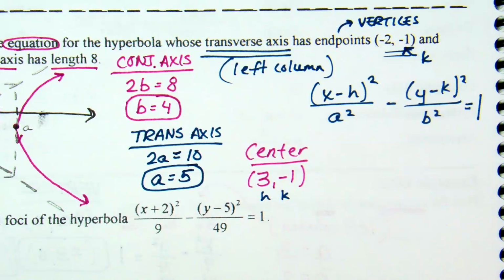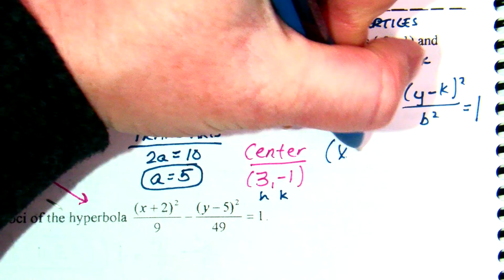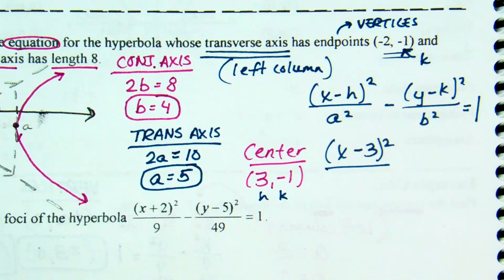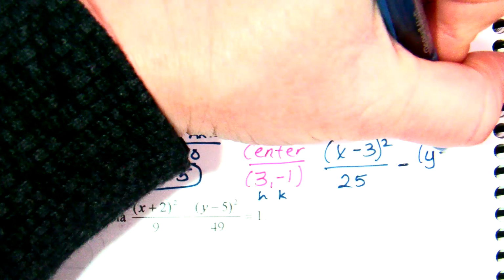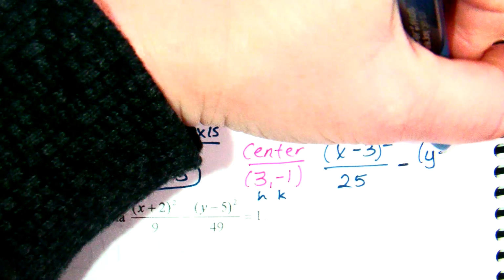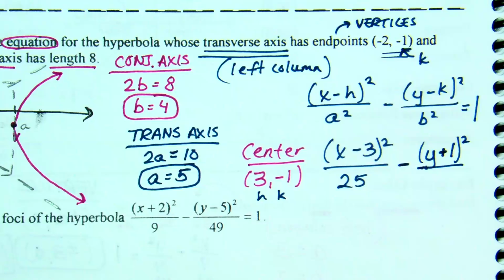Yes. X minus 3 quantity squared over a squared. We just write 25. Minus, since it's a hyperbola, it's minus y minus negative 1, so y plus 1 squared over b squared, 16, equals 1.